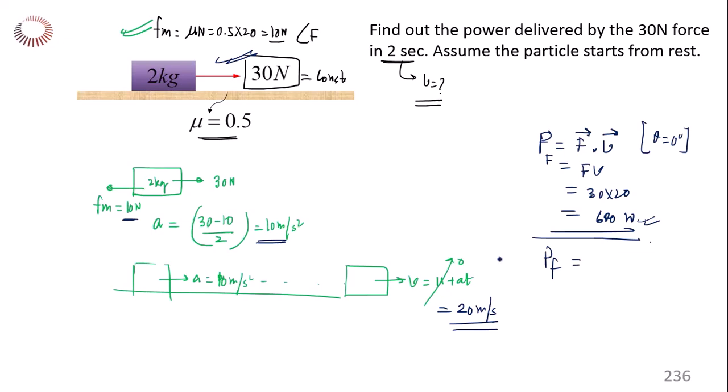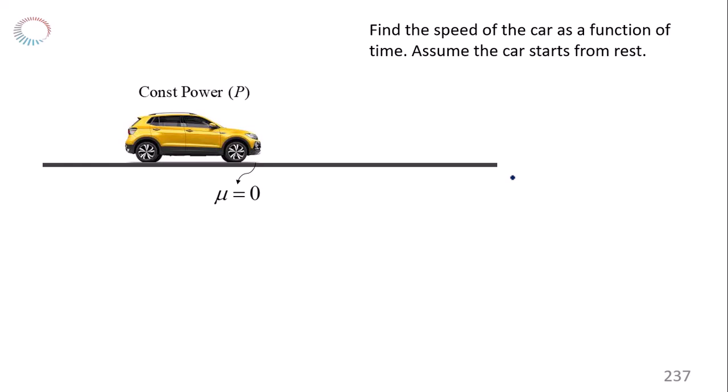The power consumed by the friction, if I want to calculate, should be equal to minus 10. 10 is the limiting value of friction. Multiply the velocity. Velocity is how much? 20. So that means minus 200 watt. This is the amount of power that has been consumed. So power is produced up to 600 watt and the consumption is around 200 watt with a negative sign. Again, you have to take care about the direction of the force and the velocity before calculating the power. Now moving on to the next item.